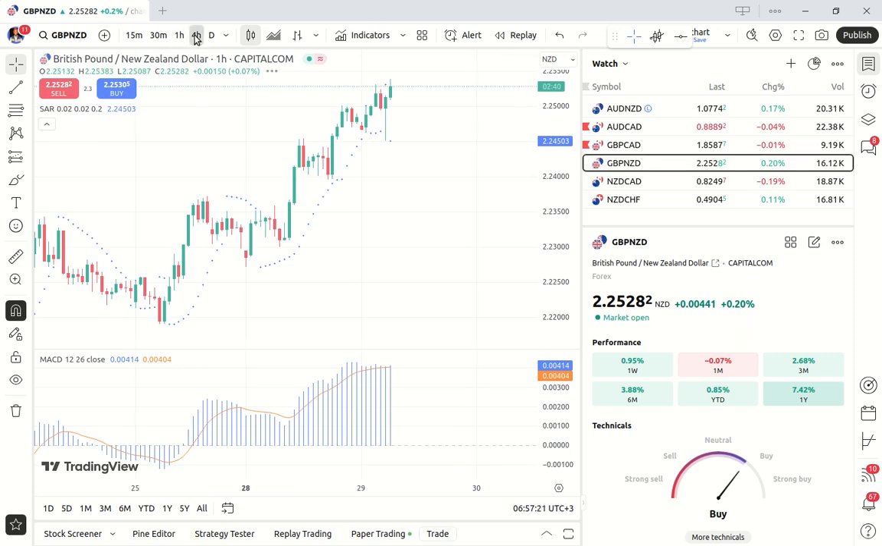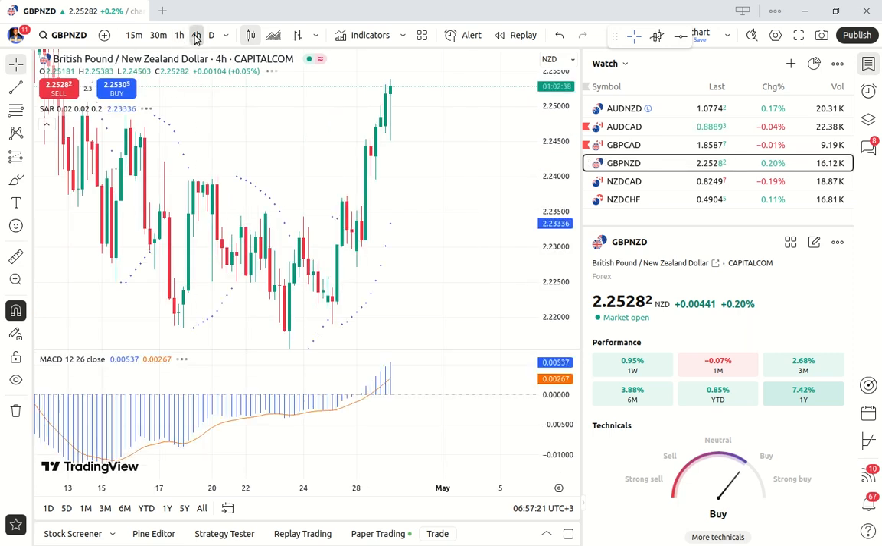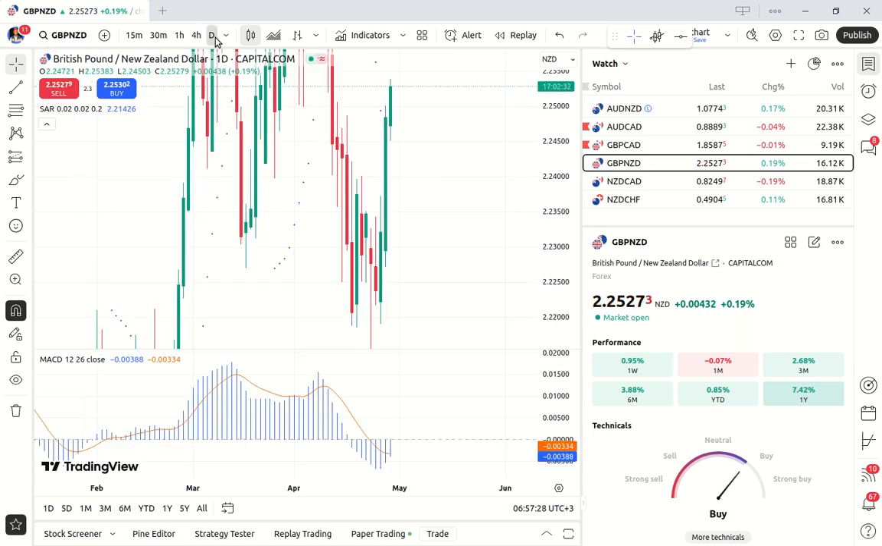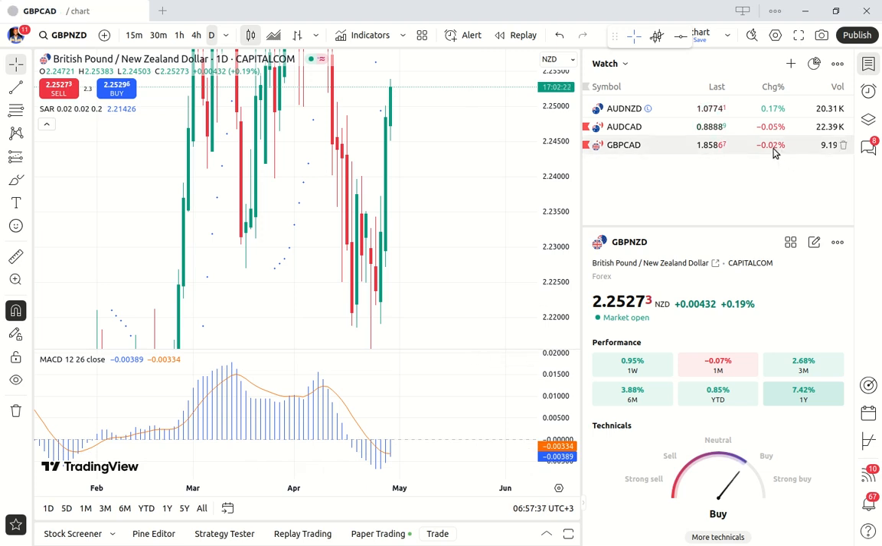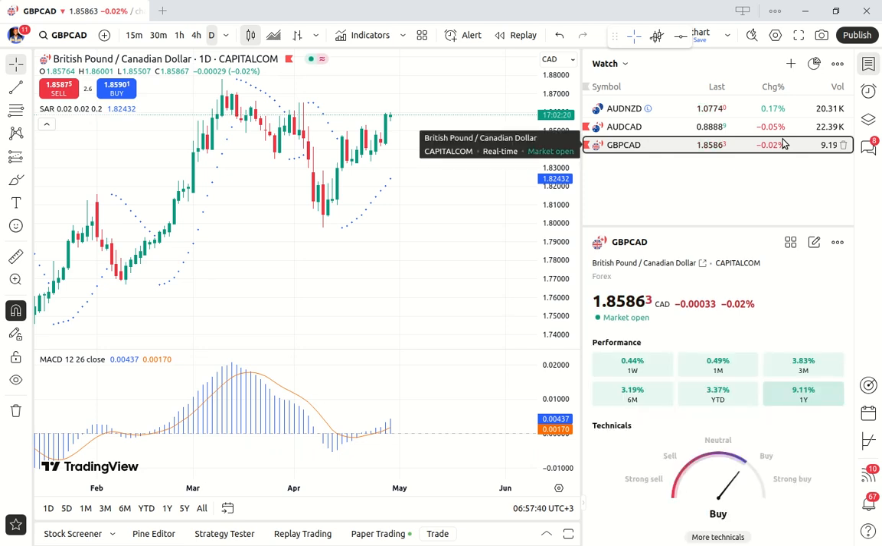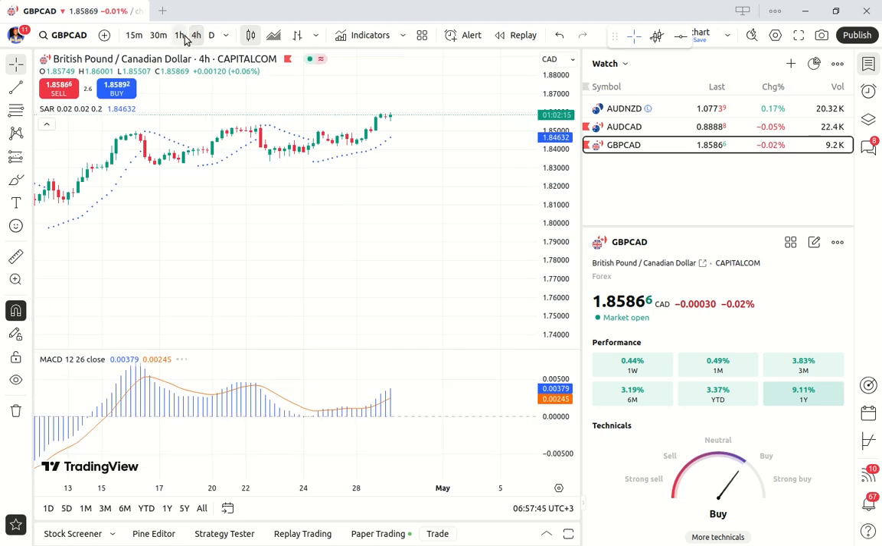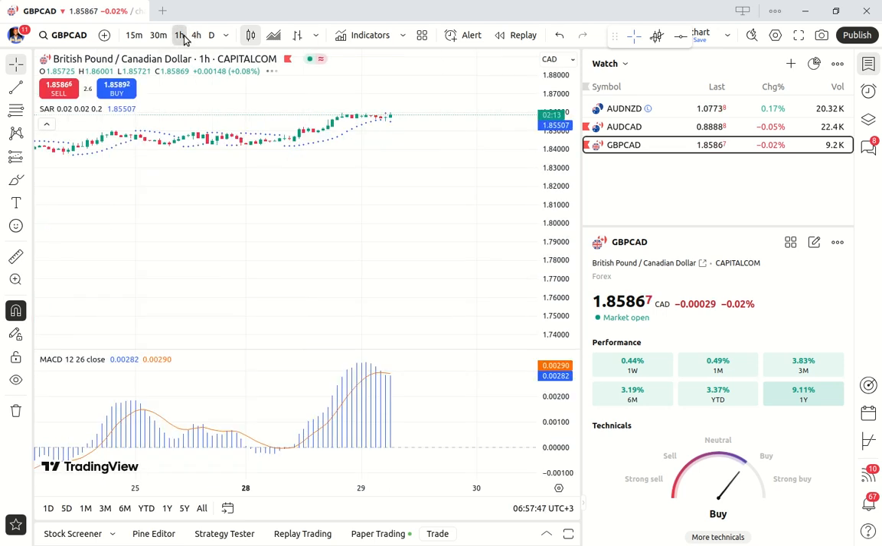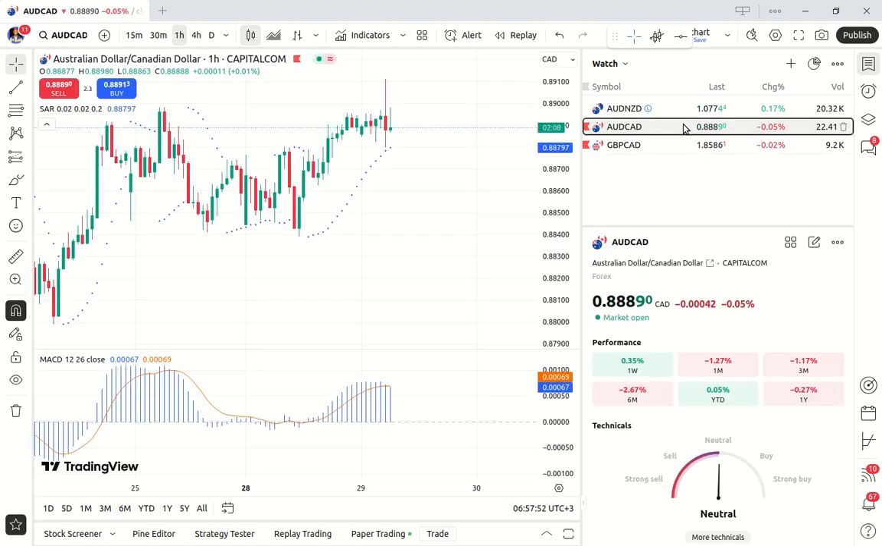Alright, this one, I think this is our winner. Oh no, it is not above. So these are our two winners. That's this one here on the daily chart, on the 4 hour chart, and on the 1 hour chart. So we're just waiting for this one and this one.